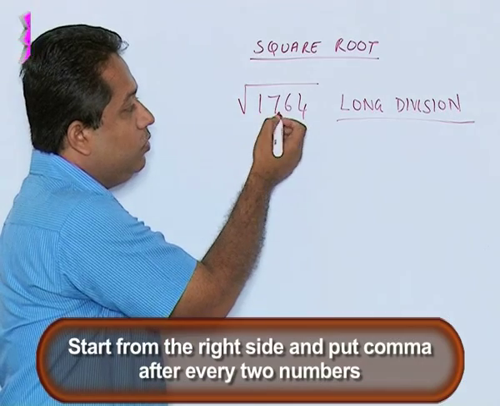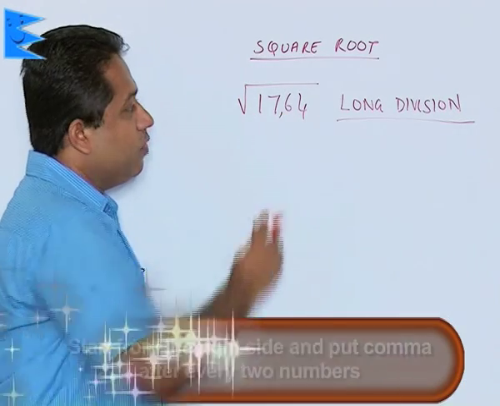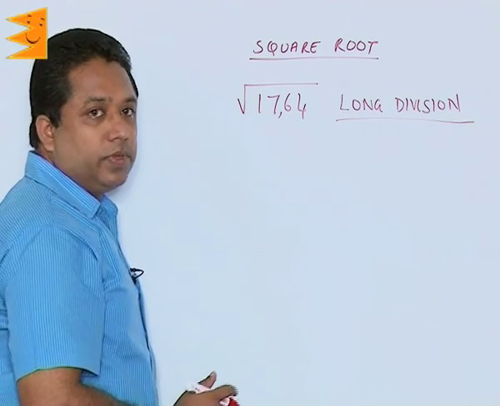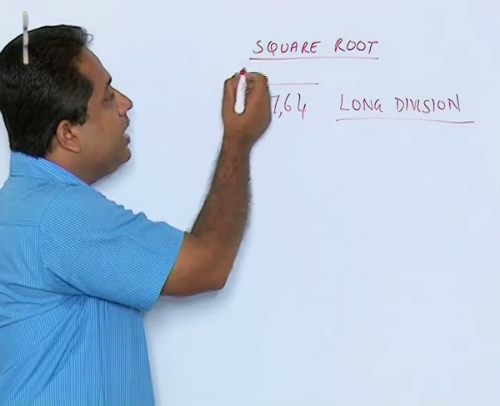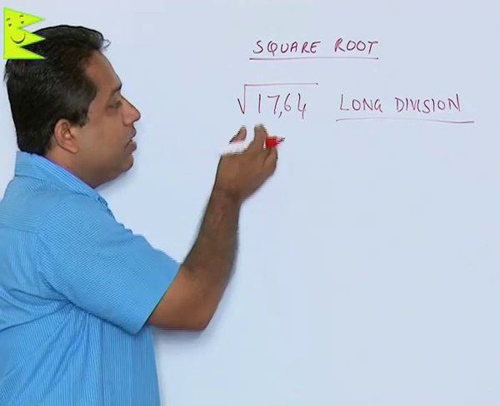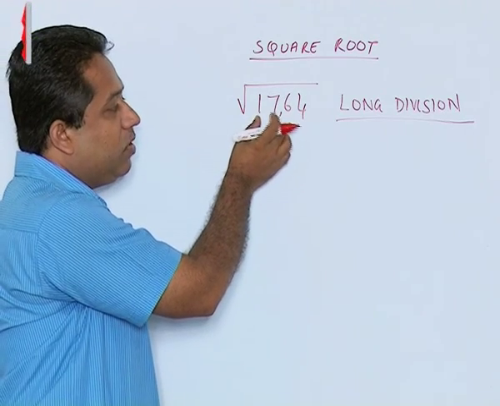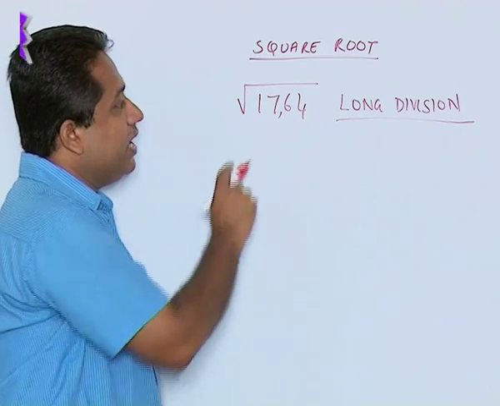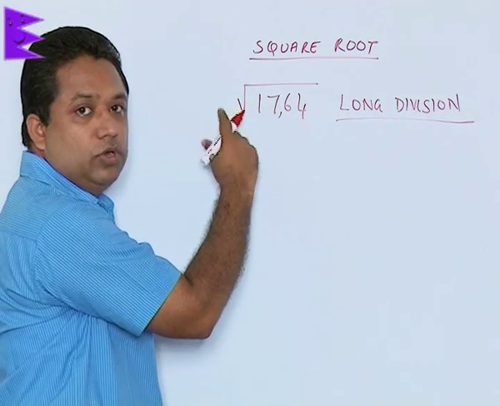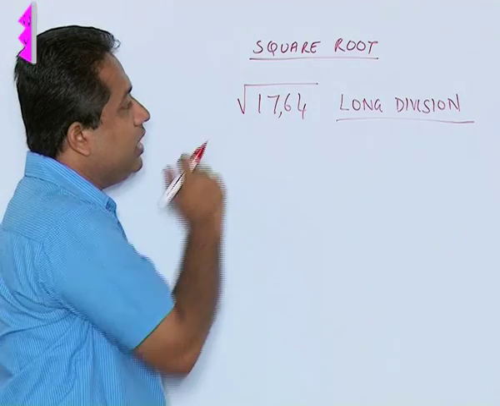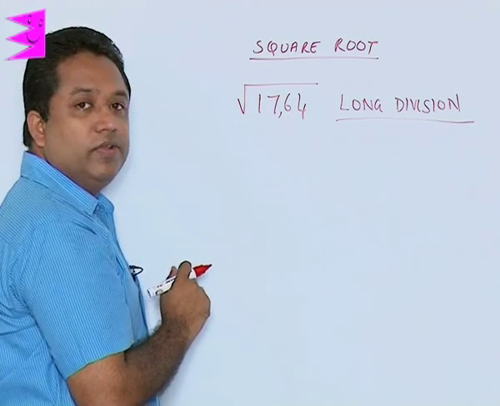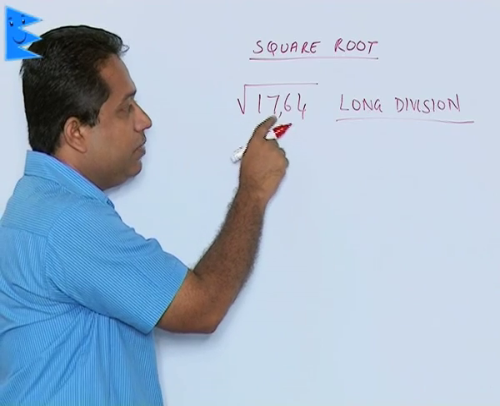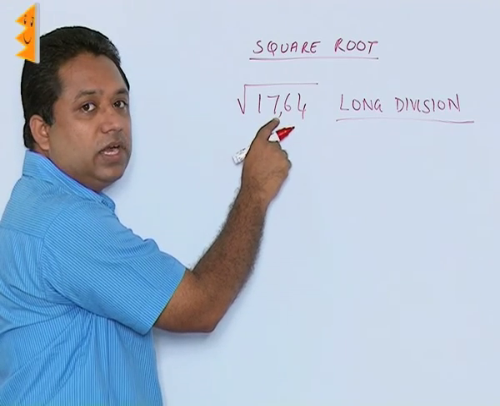So, 1, 2, we are going to put a comma here. So, we have 64 as one block and 17 as another block. Now, we have to multiply a number by itself and get a number either equal to 17 or less than 17, but it should not be greater. So, we have 1 into 1 as 1, 2 into 2 as 4, 3 into 3 is 9, 4 into 4 is 16. Now, if I multiply 5 with 5, I am going to get 25, which is greater than 17. So, we can't do that.